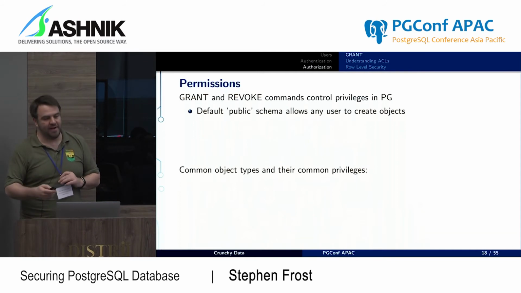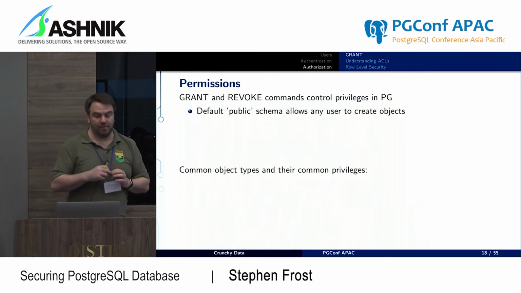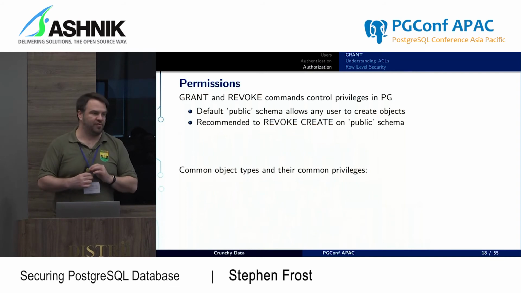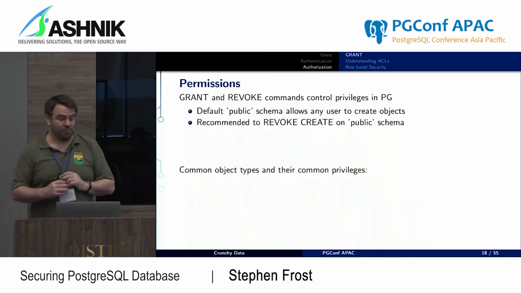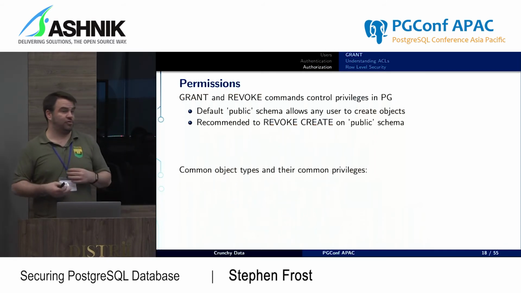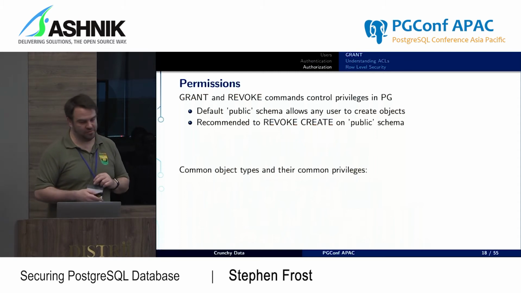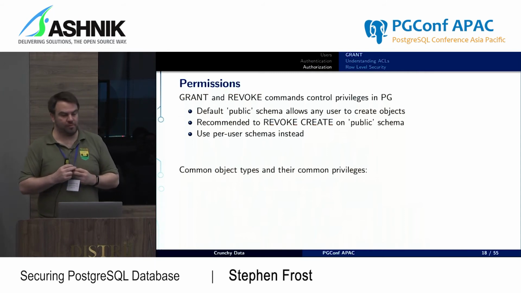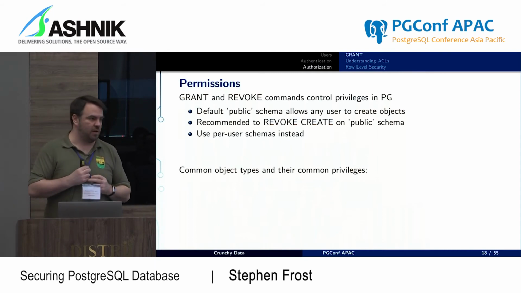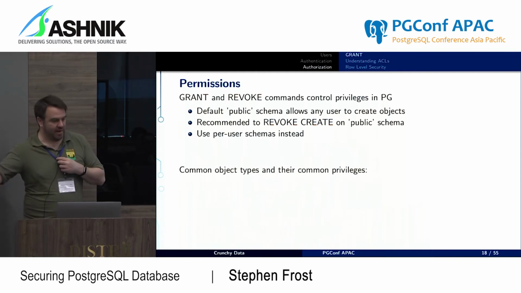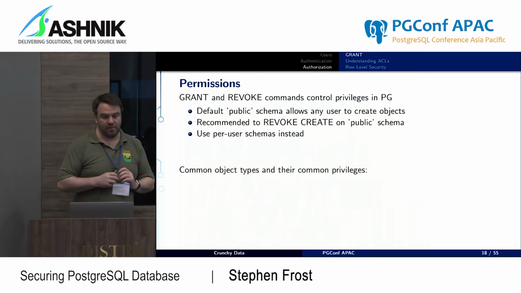By default, the public schema, for example, allows any user to create objects. That's one of the big problems that Postgres has. So I strongly recommend people revoke create on that public schema, because otherwise anybody can create objects, including functions and types and other stuff that you don't necessarily want them to. I do recommend using per user schemas typically. If you've got a lot of different users on your environment, I like setting up per user schemas and then letting users create objects inside of those schemas.